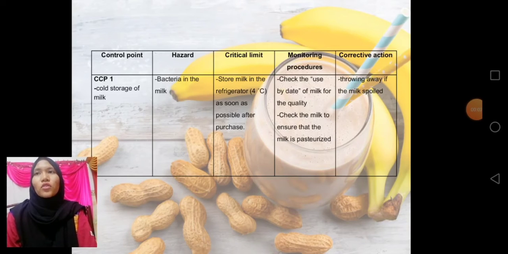CCP1 is the cold storage of the milk. Basically, we receive the milk from the supplier. So before we make a smoothie, bacteria in the milk become the hazard. The critical limit is to store the milk in the refrigerator as soon as possible after we receive or purchase it, and we check the use by date of the milk for quality, and check that the milk is pasteurized milk. And the corrective action that we do is throw it away if the milk is spoiled.